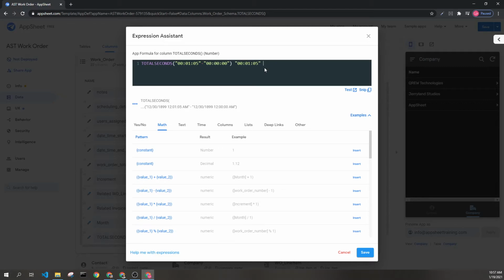Now, since the hour is 0, we don't have to worry about that, and we know that there are 60 seconds in 1 minute, this is going to let us know that we have a total of 65 seconds in this duration. And this number here, 65, is the answer to this expression here.